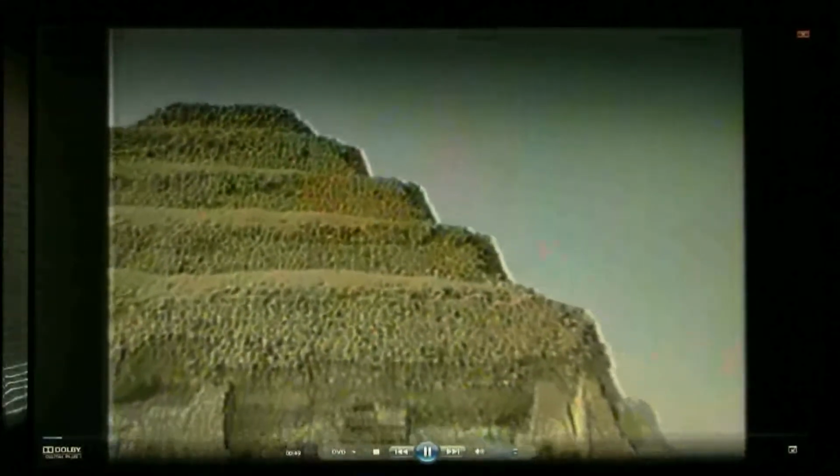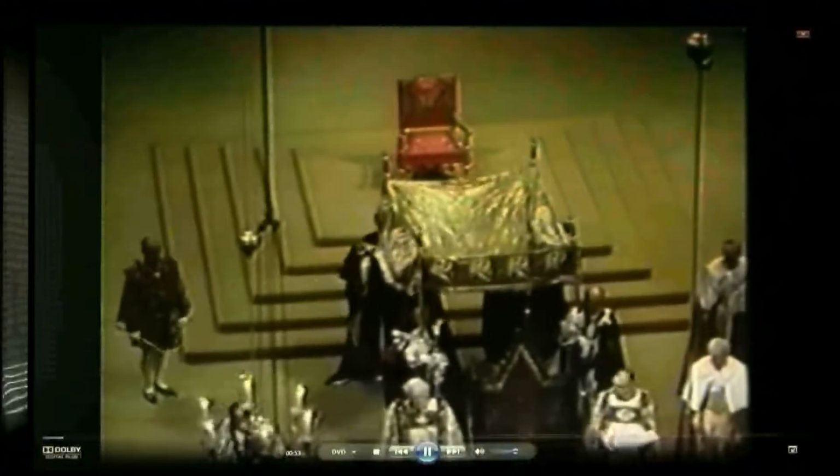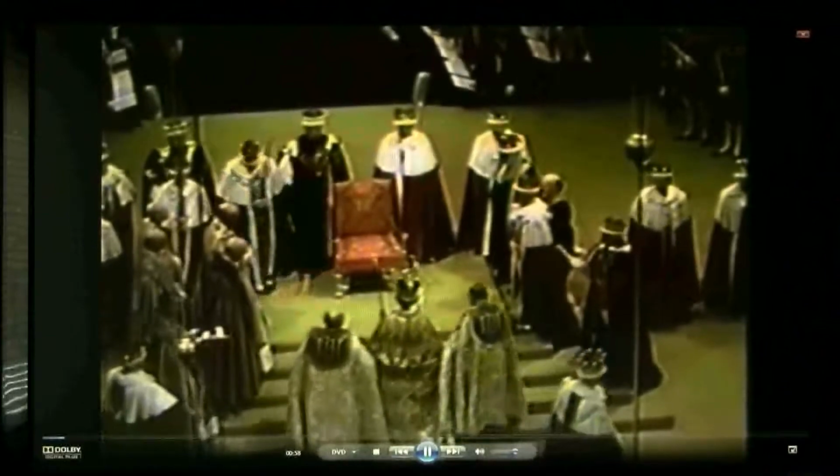Number 1. What is the stone of Jacob, a Hebrew patriarch, doing beneath the Queen's throne chair? Number 2. Why was the Queen crowned at her coronation ceremony on top of a symbolic Egyptian step pyramid?